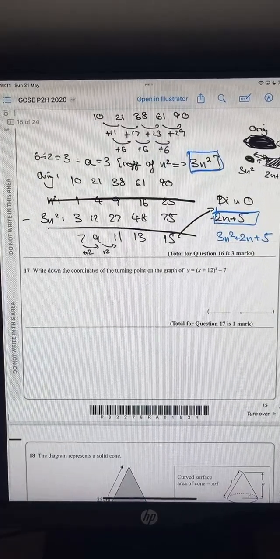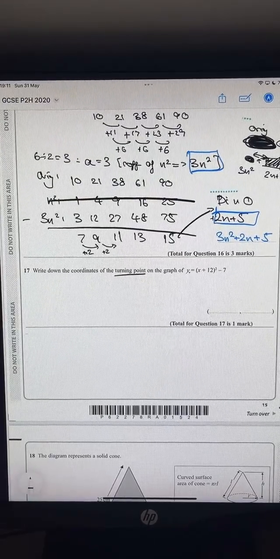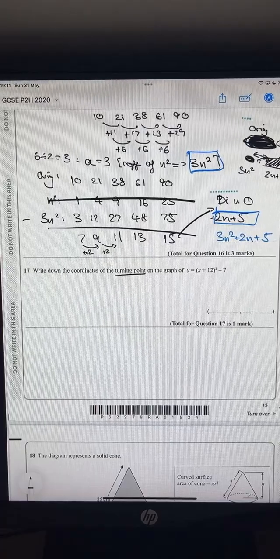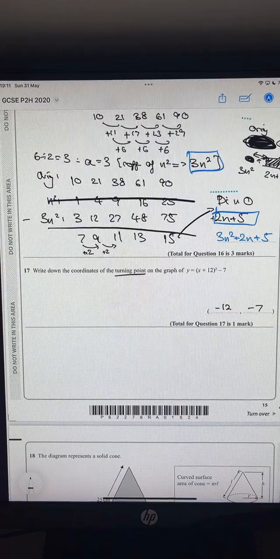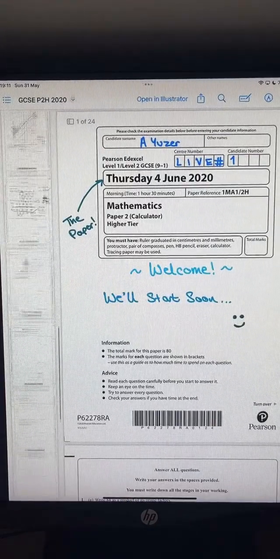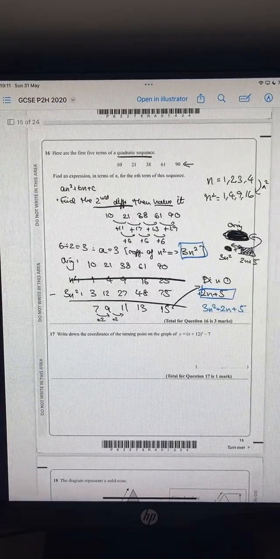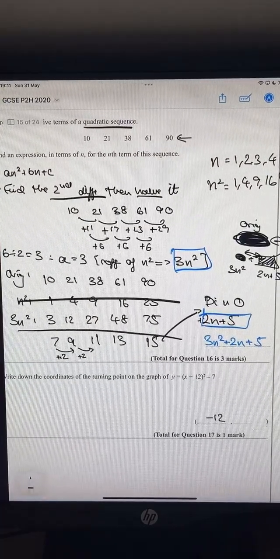Okie dokie. Question 17. Write down the coordinates of the turning point of the graph y equals (x + 12) squared minus 7. They have been nice. Exactly, I'm seeing the correct answers in the chat. It is a 1 marker. You should be able to instantly tell me it is this. I have a rule of remembering which way around it is. So firstly, great. It's just gone back to the top. 1 second. Sometimes my iPad does this. I don't know why. So the answer is -12, -7.